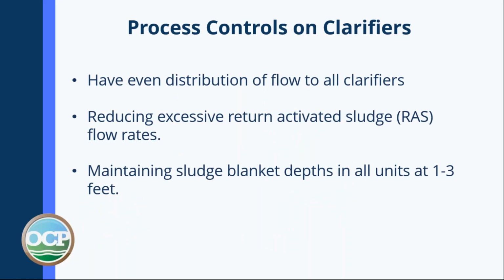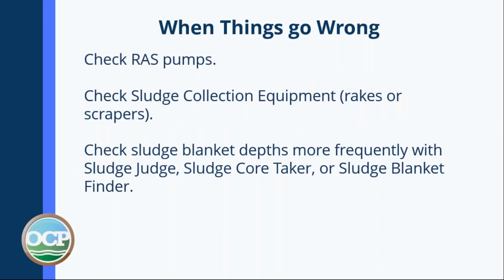Process controls, make sure you have even distribution of flow to all clarifiers if you're using more than one secondary clarifier. If you've got 3 of them, you want the flow to be equal going to all 3 clarifiers. You want to get your return activated sludge flow rates as low as possible, because the more return activated sludge you add, the more solids you have loading on your clarifier. And you want to maintain a sludge blanket depth in all units at 1 to 3 feet.